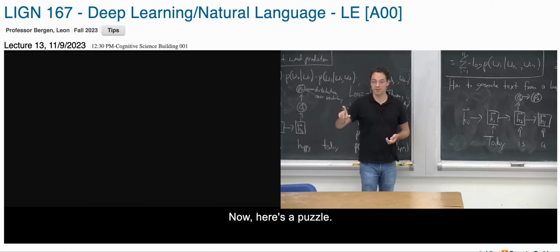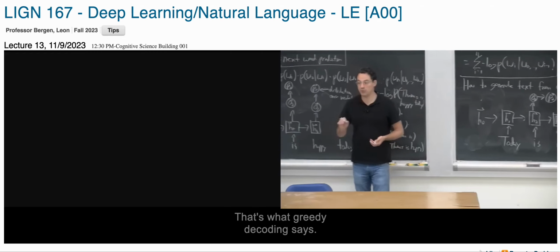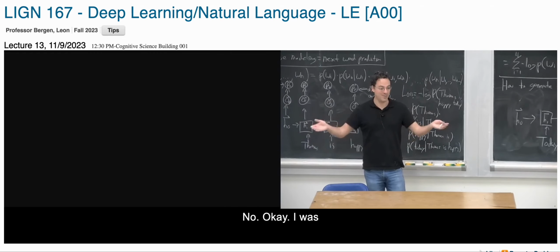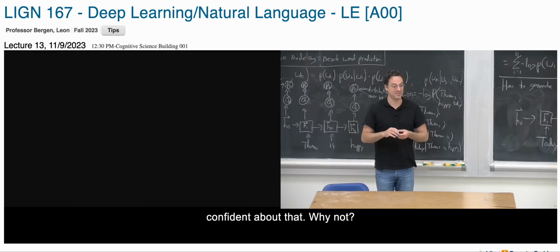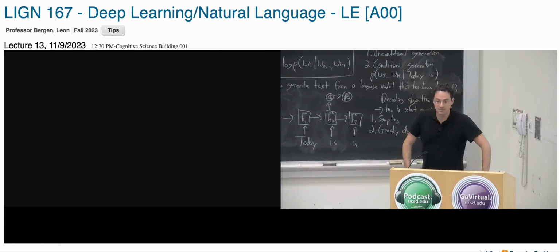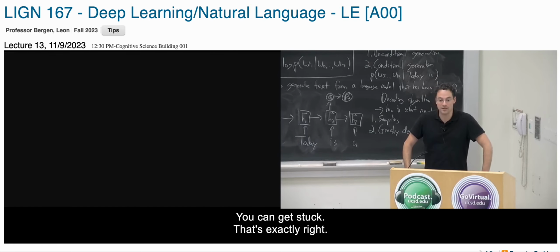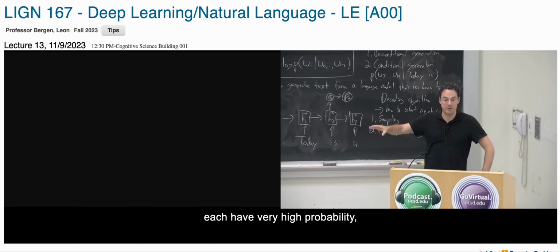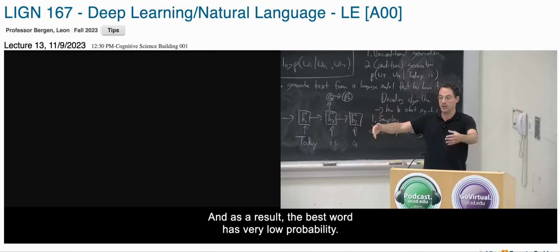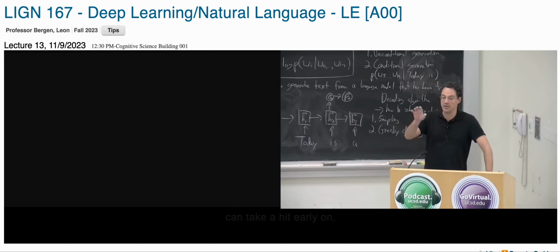Now here's a puzzle. We're selecting the best word at every step. That's what greedy decoding says. Is that necessarily the sequence that has the highest probability? No. Good. Okay, it was a leading question, but you were very confident about that. So why not? Exactly, you can get stuck. That's exactly right. The first few words each have very high probability, but then for all the words after that, the probability is very, very diffuse. Everything's spread evenly over all words, and as a result, the best word has very, very low probability. Whereas it could be the case that you can take a hit early on in probability in return for later on getting a much more likely word.